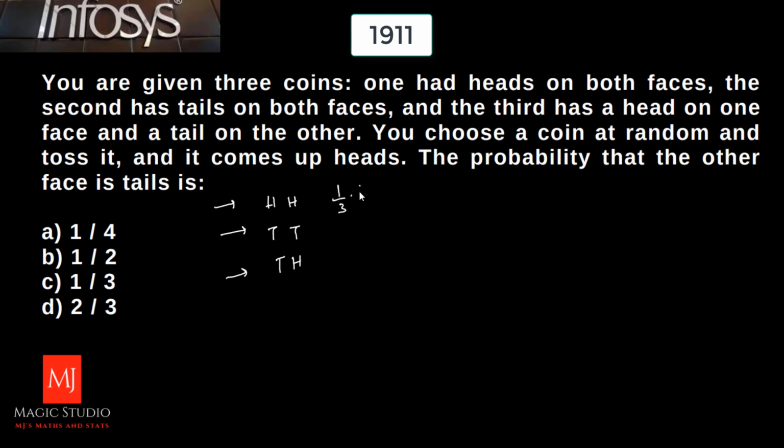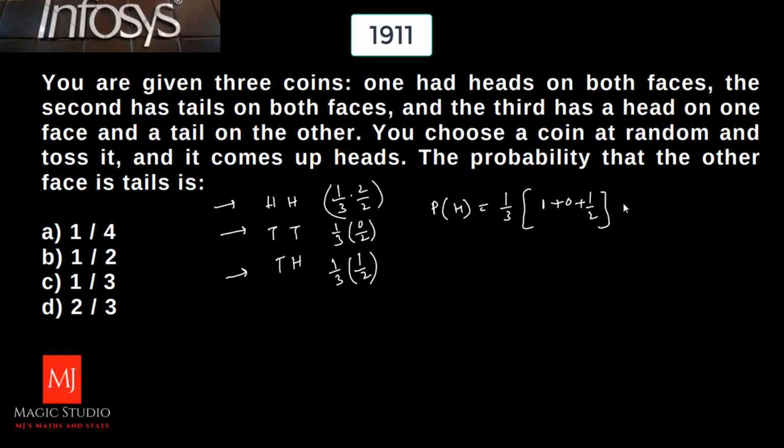It is 1 by 3 into 2 by 2. I'll get heads from the second coin, 1 by 3 into 0 by 2. And I'll get heads from the third coin, 1 by 3 into 1 by 2. Why am I considering 1 by 3? Because one of the coins would be selected and then tossed. So the total probability of getting heads is 1 by 3 common, it is 1 plus 0 plus half, that is 3 by 2. 1 by 3 into 3 by 2 is half. So the probability of getting heads is half.